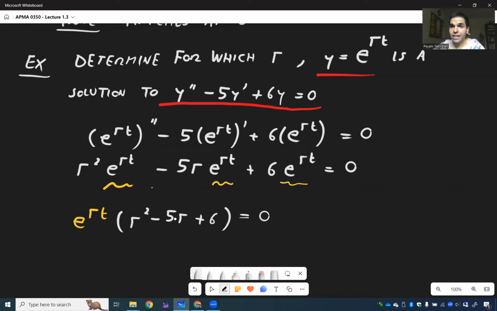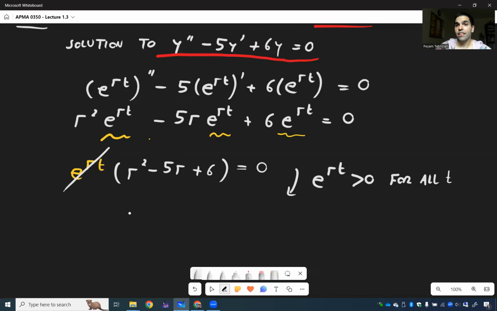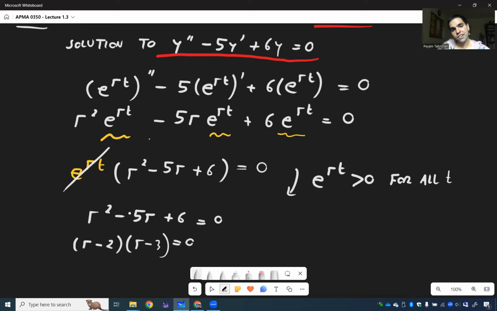Now, we would like to cancel out e to the rt, but remember, we can only do that if it's non-zero, but not a problem, because e to the rt is always positive for all t. And then what we're left with is simply a polynomial equation, r squared minus 5r plus 6 equals 0, which then we can factor out as (r minus 2) (r minus 3) equals 0. So r equals 2 or 3.